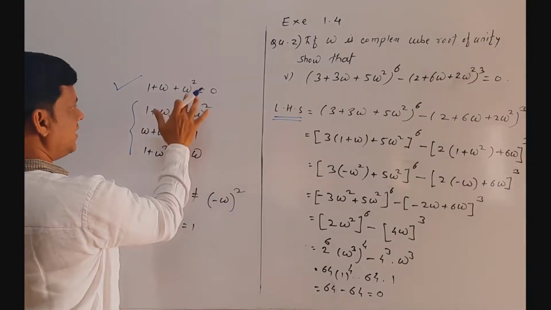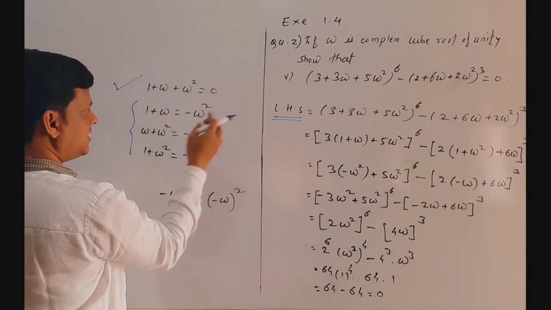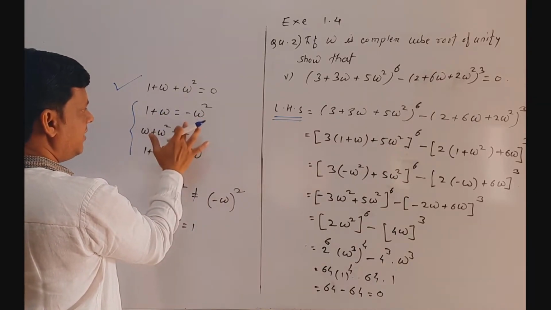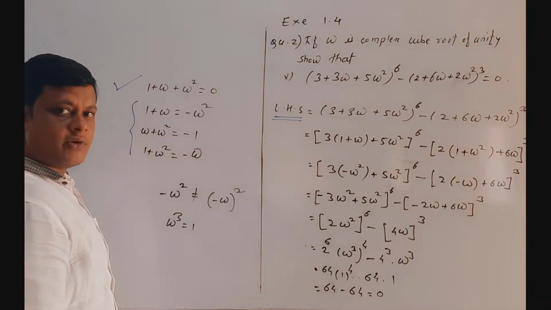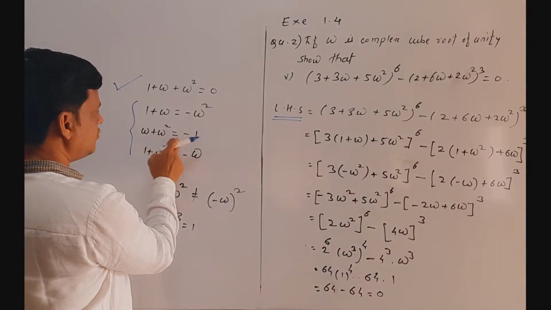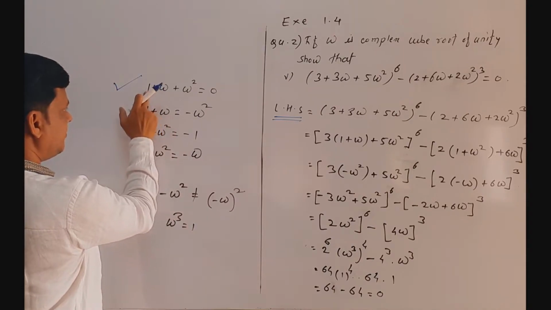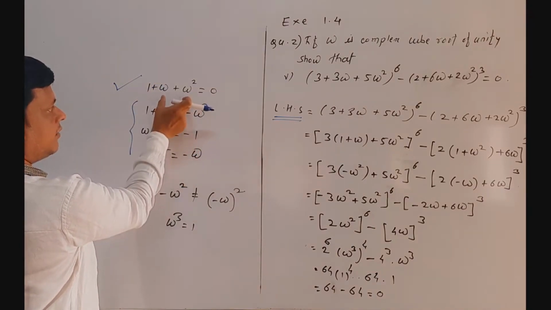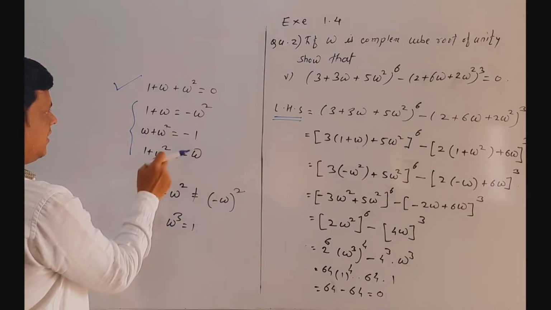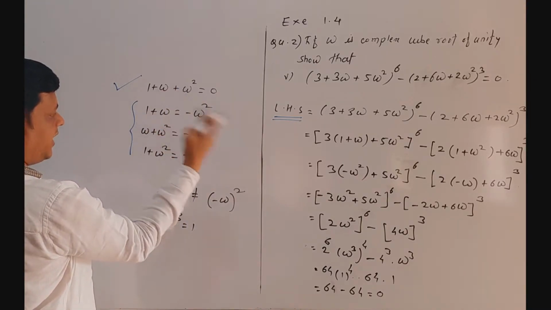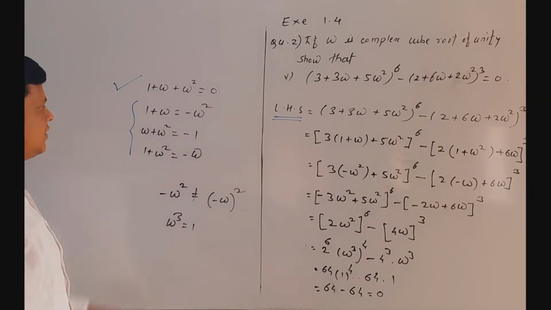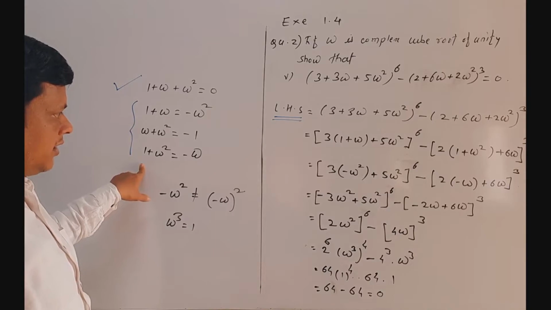When we transfer ω² to the right hand side, we get 1 + ω = −ω². When we transfer the 1 to the right hand side, we get ω + ω² = −1. And when we transfer ω to the right hand side, we get 1 + ω² = −ω. So we use these three.